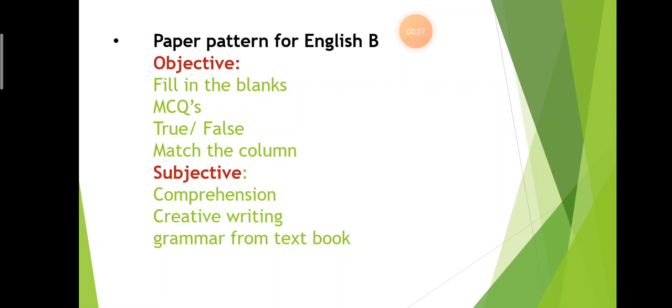Firstly, I'll tell you about the paper pattern of English B paper. In English B paper, objectives would be given first in the form of fill in the blanks, MCQs, true false, match the column, and these objectives would come from your English textbook. All the grammar work would be included in that. तो सारा grammar work जो भी आपकी textbook में है वो आज हम पढ़ेंगे. सो वो सब का सब आपके आएगा पेपर बी के ऑब्जेक्टिव में.